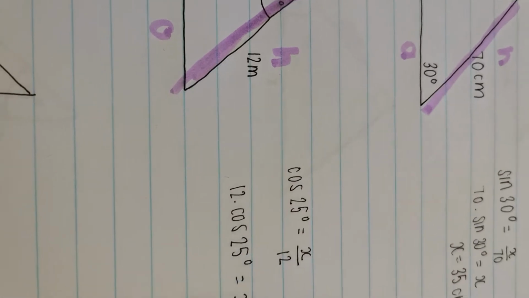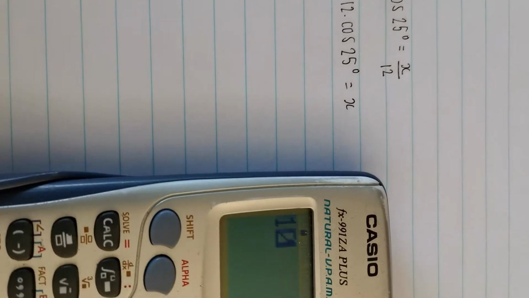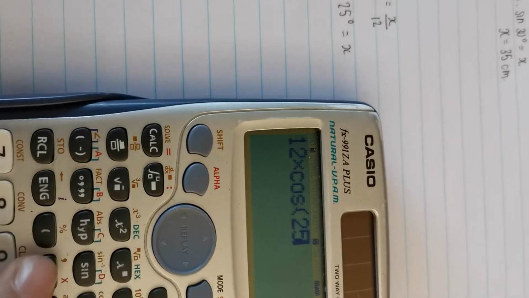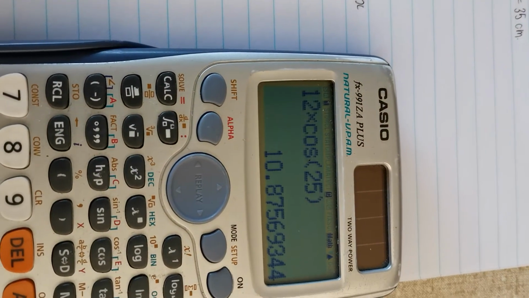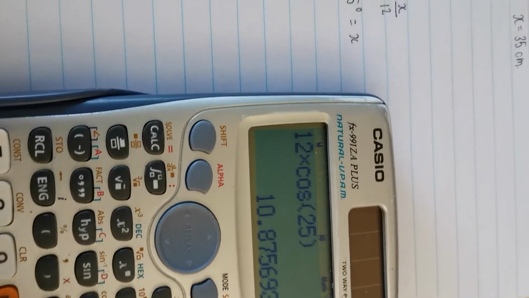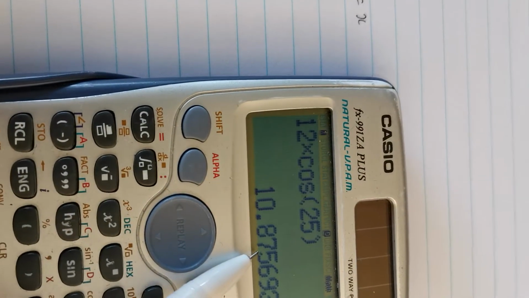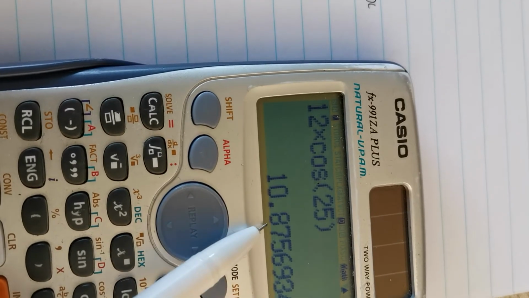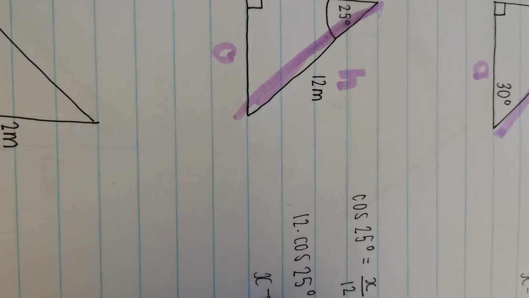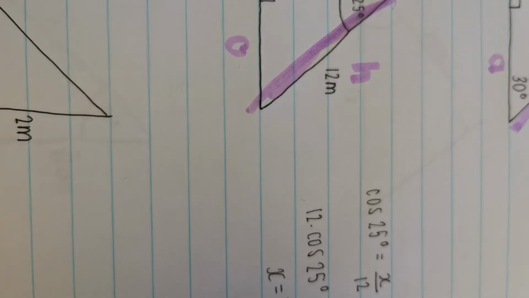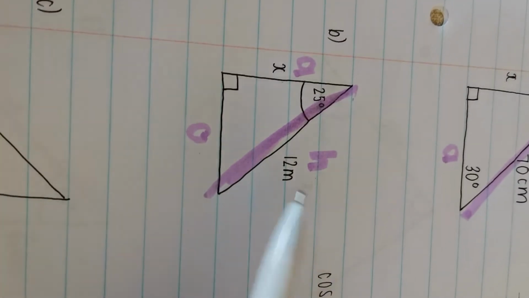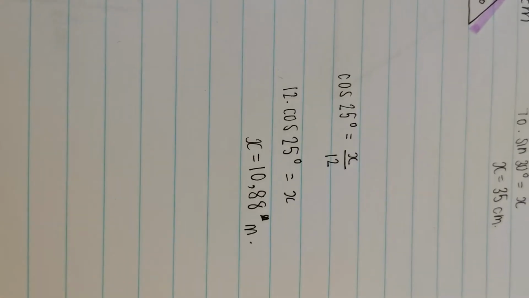We're going to plug this in on the calculator. And there we go. Remember, it was to two decimal places. So 10,87, but then you look at the number next to it. It's equal to 5 or more, so this becomes 8. And there we go. Oh, not degrees, sorry. This was in meters.